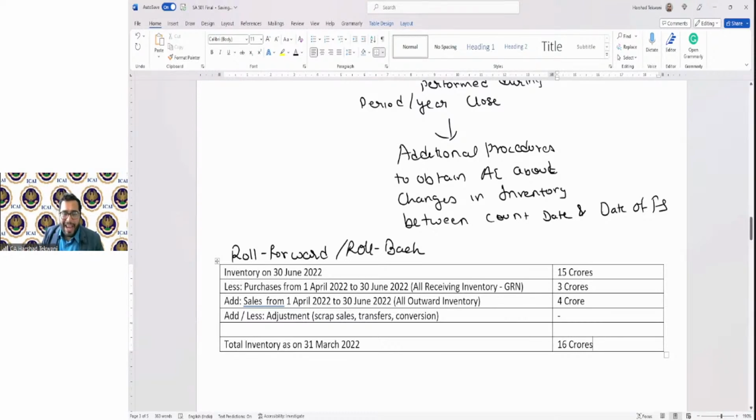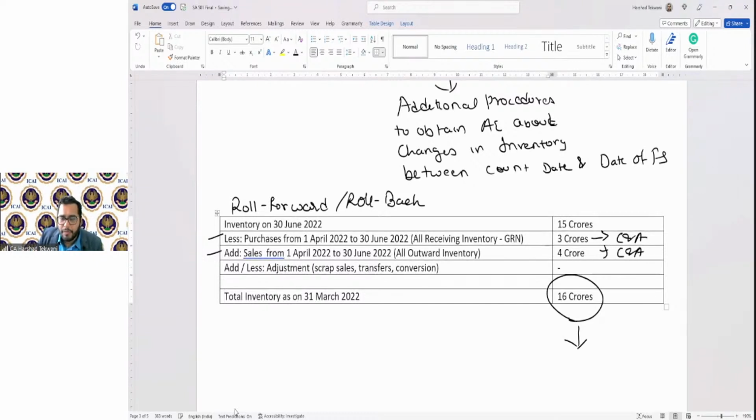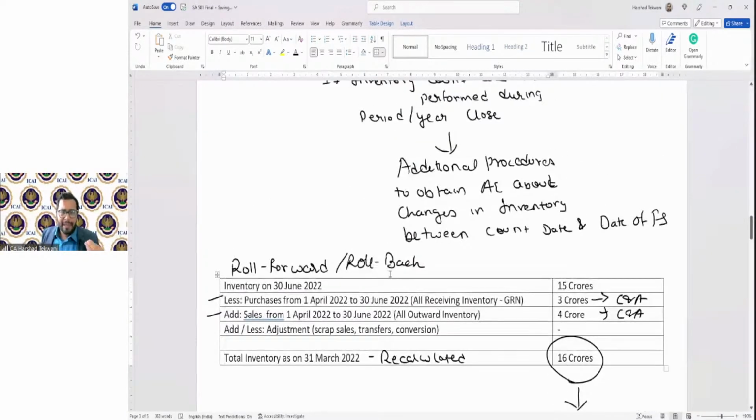And for these individual items, for this less add, I may gather some additional information to ensure this figure is complete and accurate. So whatever inventory I get, in the current case, let's say 16 CR, I will match with my financial records, the inventory as on 31st March 2022 in books. So this is reperformed, recalculated. Simple. So I'll perform some additional procedures, that is, to check the changes of inventory between the count date and date of FS.